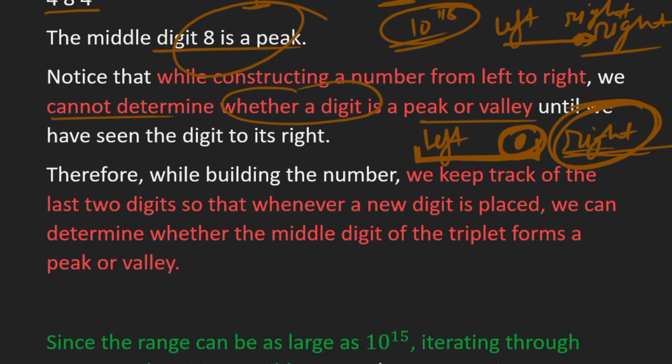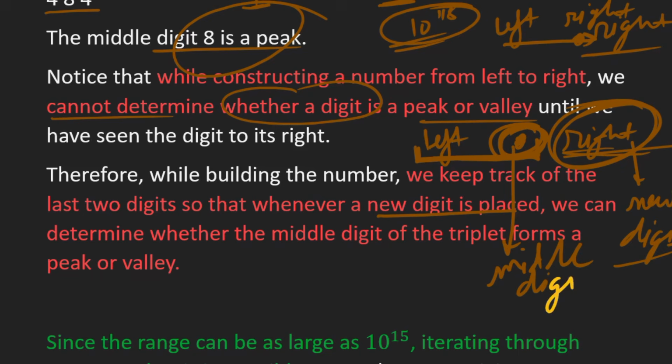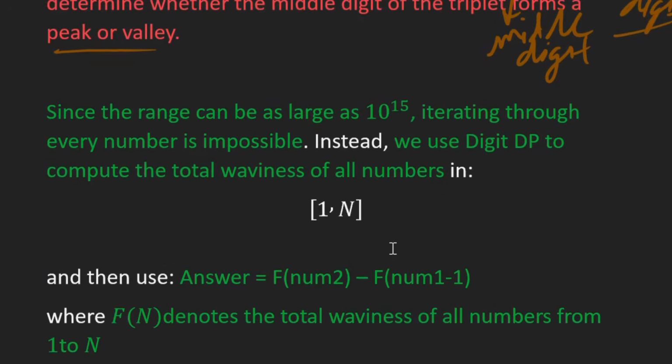Right? And whenever we put a new digit, then we determine whether the middle digit is a peak or valley, because already we have tracked these two and now we get a third one. So now we can determine whether this digit is a peak or valley, right? So this way we are handling this.